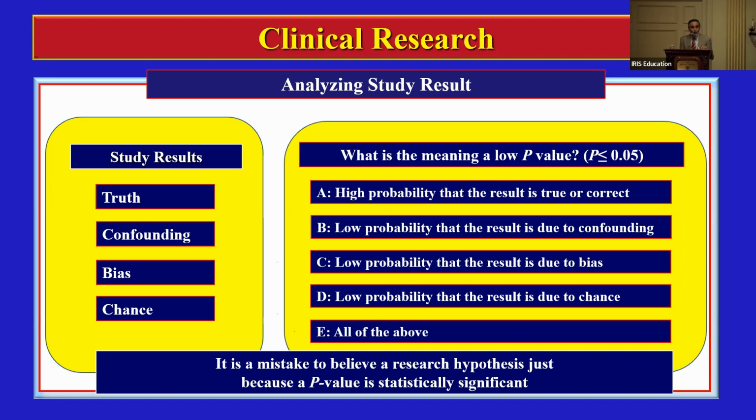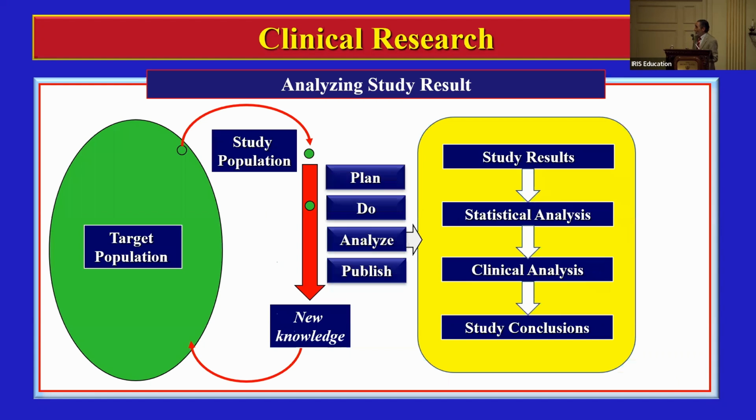Then we are going to emphasize this over and over. It's a mistake to believe a research study just because the p-value is low. You have, again, four possibilities: truth, confounding, bias, and chance, and the p-value is going to address only the consideration for chance. Okay. We do the statistical analysis, and then we are going to do also the clinical analysis.